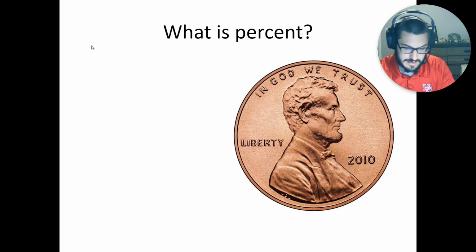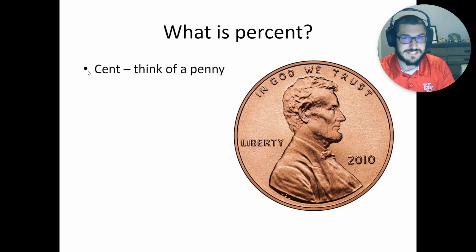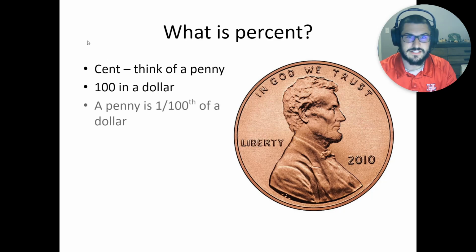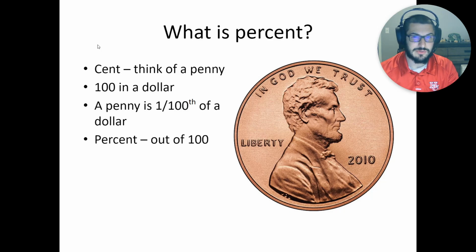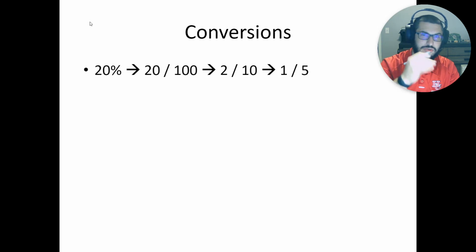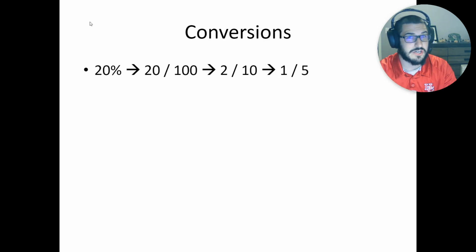So first, what is a percent? We've got a cent, think a penny here, and a cent is 100 of those in a dollar. And the reason that we call it a cent is because it's 1/100th of a dollar. So cent is 1/100th. Okay, percent is out of 100, and so that helps us get like 20% is 20 out of 100.